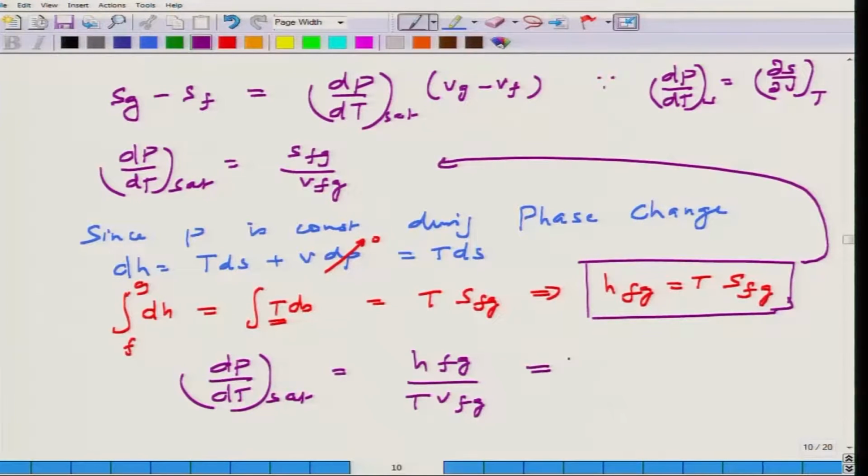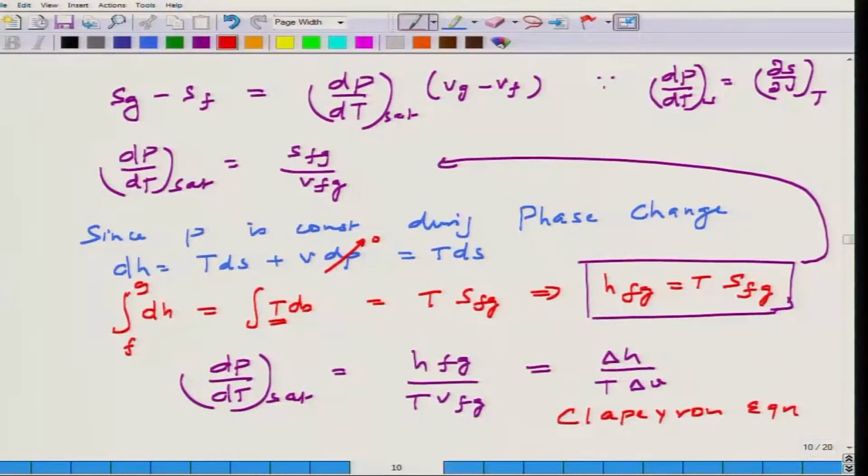Now this can also be generalized for any phase change, not necessarily liquid and vapor, but any phase change from 1 to 2. Could be vapor solid, could be any phase change. So instead of using Hfg, I can write this as delta H for any phase change, divided by T, and this is delta V, the corresponding change in the volume of the two phases. This expression is basically called the Clapeyron equation, in honor of the person who actually did this exercise.